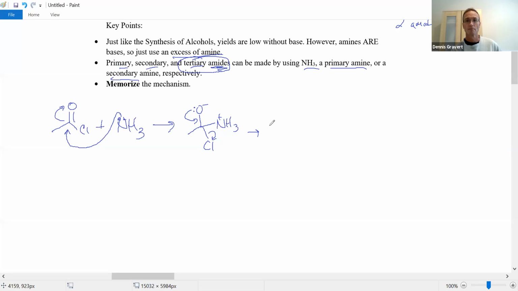Because then we can make the amide, which, if you remember from the previous video, the reactivity of the carboxylic acid derivatives is acid chlorides are most reactive, anhydrides, esters, and then amides are the least reactive or most stable. Or in other words, nature would prefer, out of those 4, to make the amide because that's the most stable functional group of those 4.